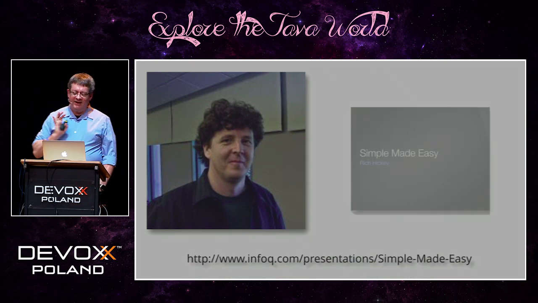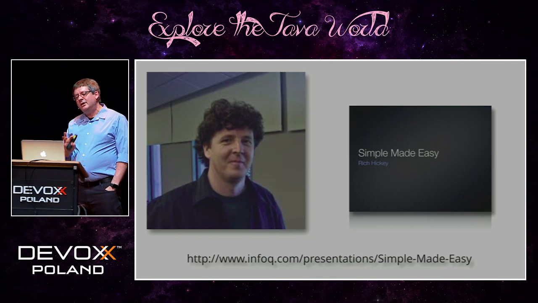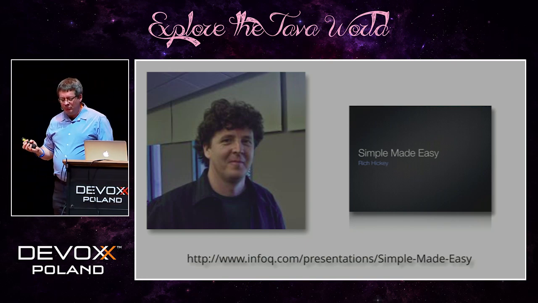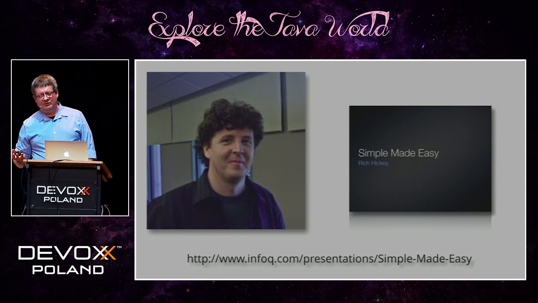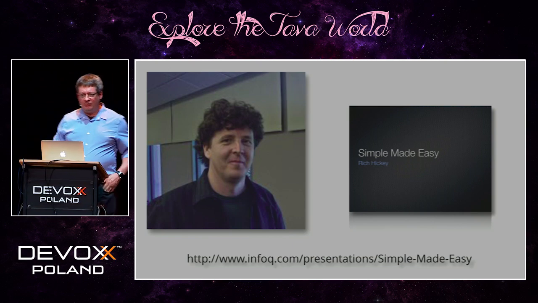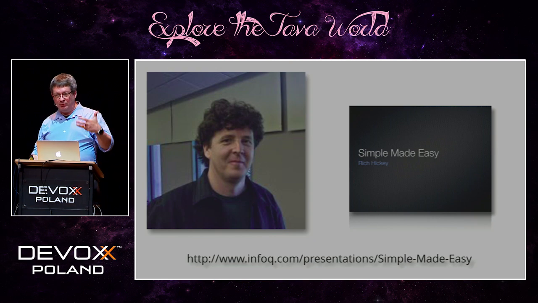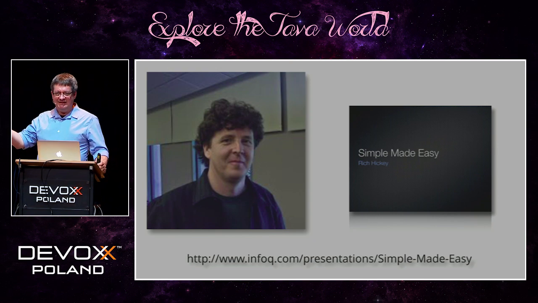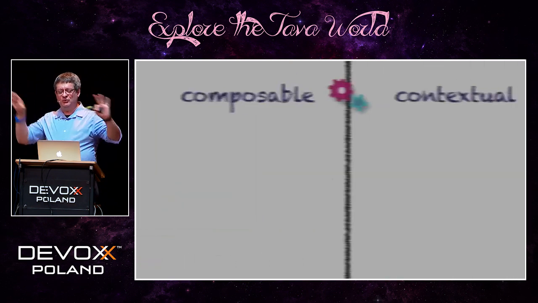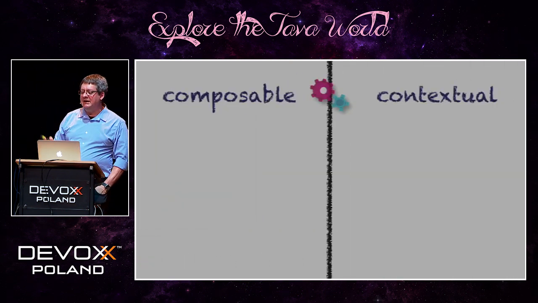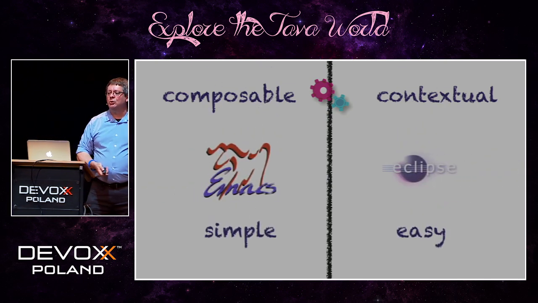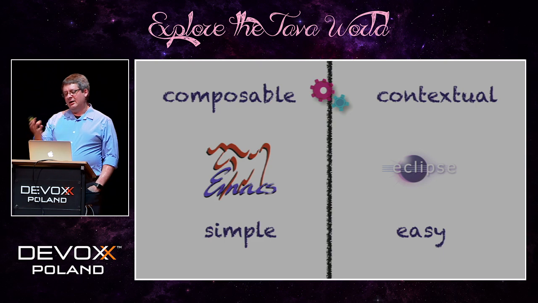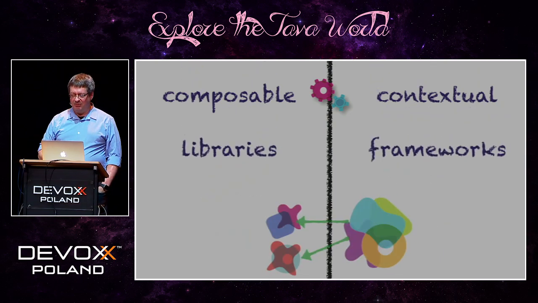In fact, he has a fantastic keynote that he did at a conference years ago called Simple Made Easy, where he really talks about the difference between simple things versus easy things. For example, Eclipse is easy, but it's not simple. Emacs is simple, but it's not easy. So there's an interesting difference between simple and easy. And that goes back to this idea of composable versus contextual tools, because as I said, Emacs is simple and Eclipse is easy, but that has interesting implications.